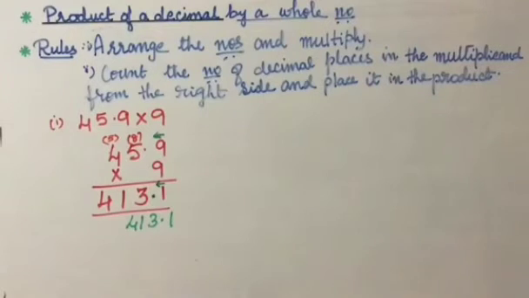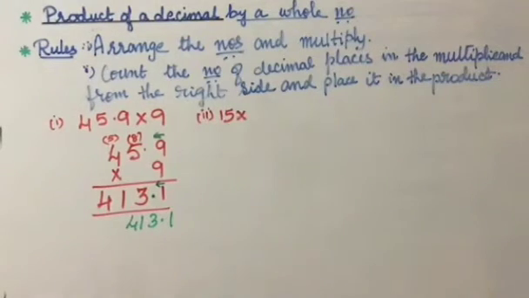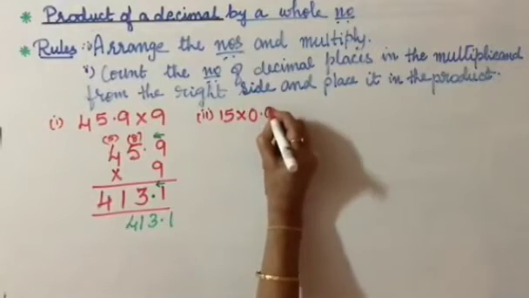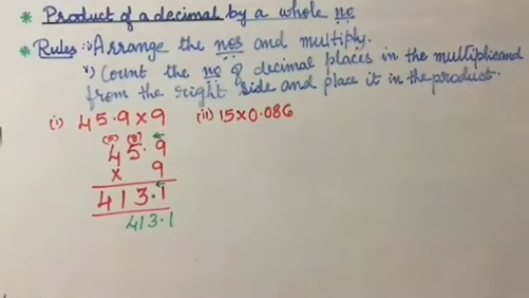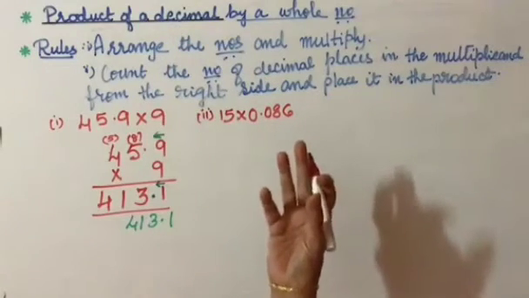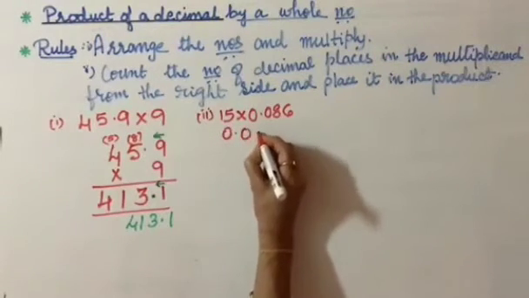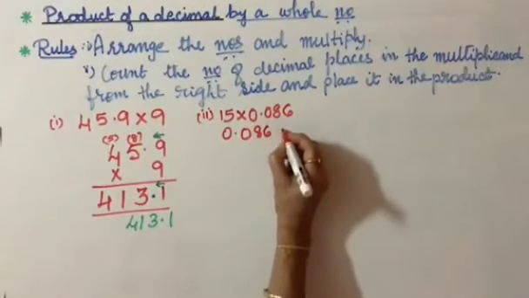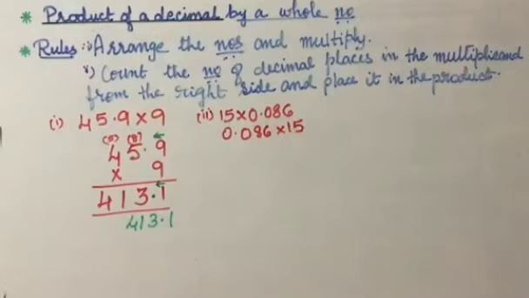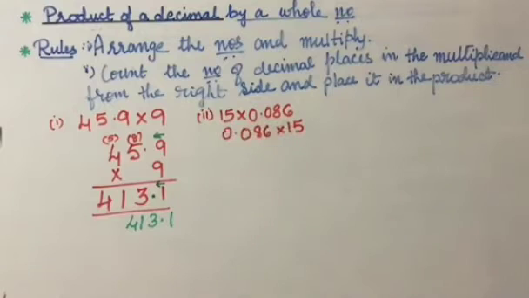Okay. Now, the second one is 15 into 0.086. What did we say here? Product of decimal and whole number. So what will we do? Use the commutative property and flip it. How? 0.086 into 15. Are we allowed to do this? Yes, we can. These two are an example of the commutative property. I have just flipped the order, and by applying the commutative property, the product will not change.